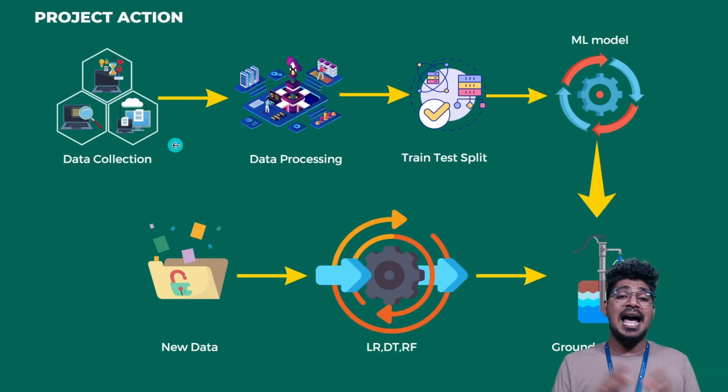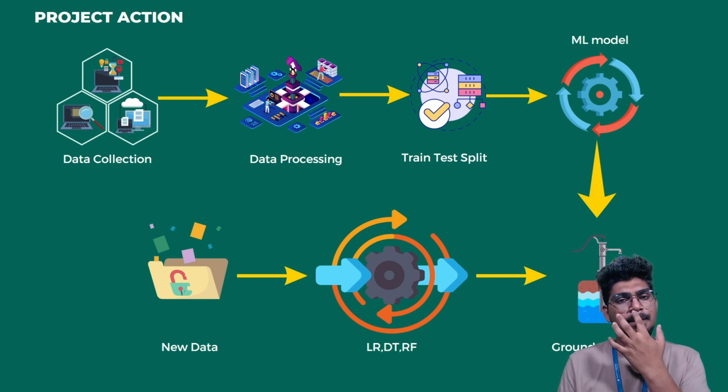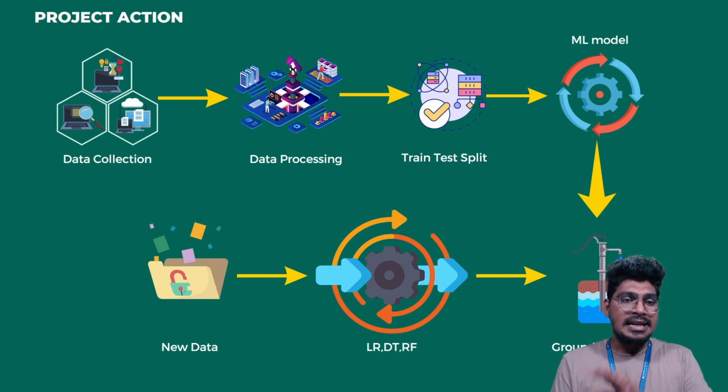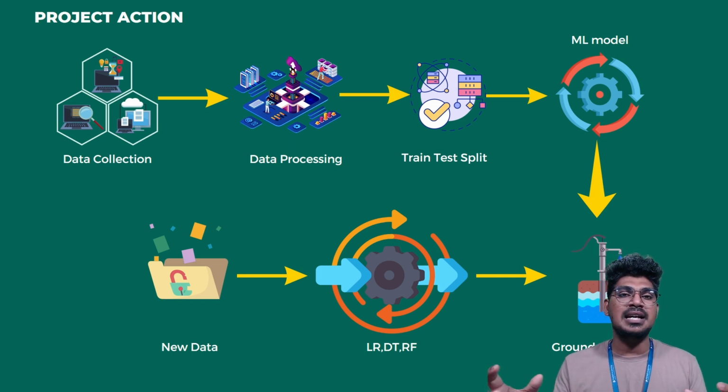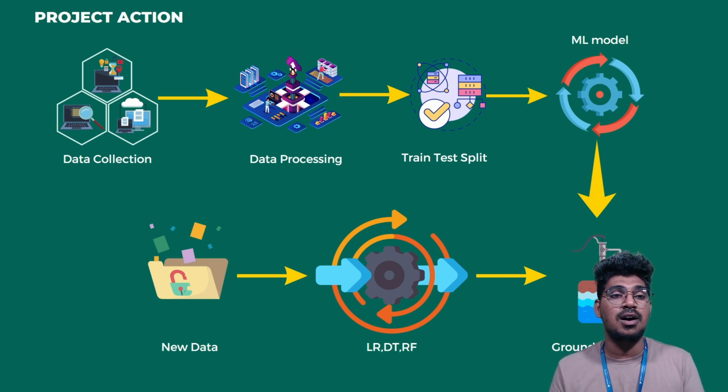So what are the project actions? That is the most important thing. In every machine learning project, we have to collect data from different sources and load the data into the system with the help of the import function and the pd.read_csv function, which loads the dataset into the program. So we need to collect data for groundwater level prediction. That is the data collection here.